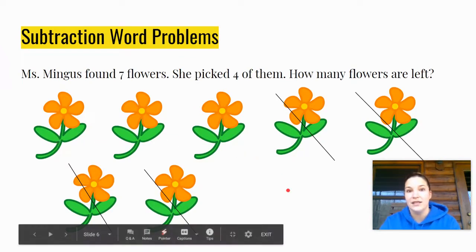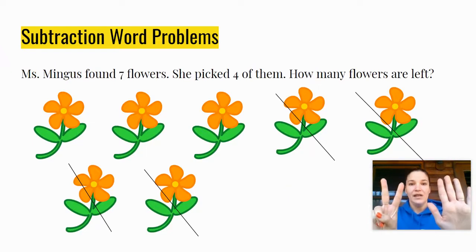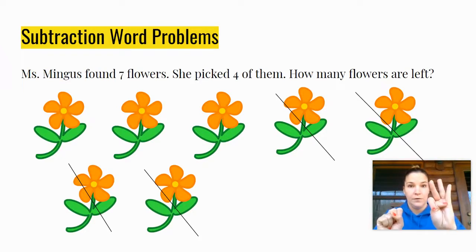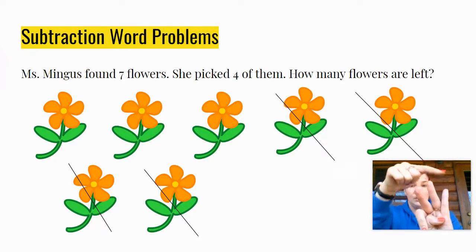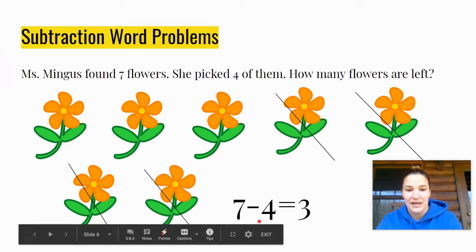And I would also like us to check this one on our fingers. So let's hold up 7 fingers, okay? I picked 4 of them. That means I need to take 4 of these fingers away, not add any more fingers. Take 4 away. You ready? 1, 2, 3, 4. How many fingers do I have left? 1, 2, 3. All right, let's see if we're right. Ooh, look. 7 minus 4 equals 3.